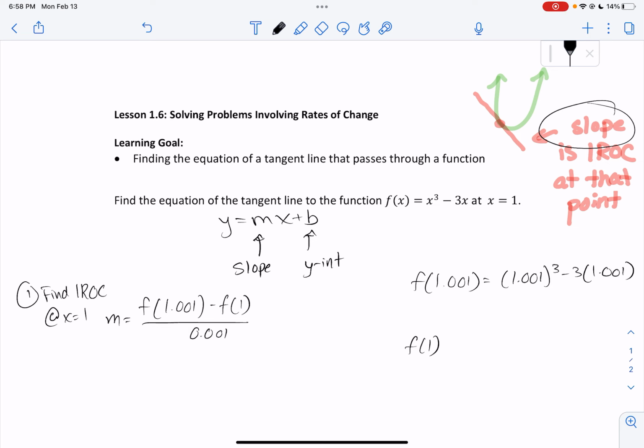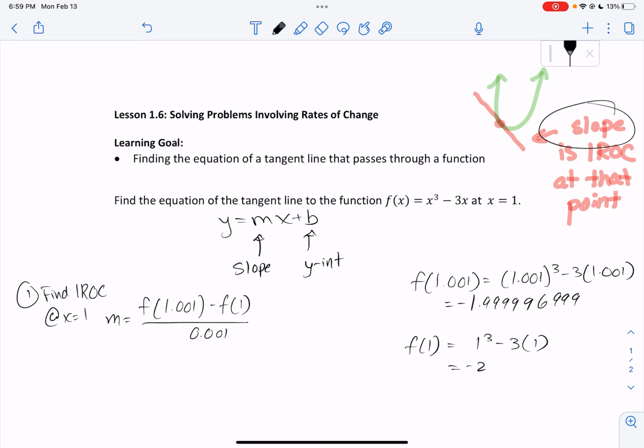When you do that, you should get negative 1.99996999. I'm using an iPhone calculator right now, so this might be a little bit more than your phone calculator gives you. It's all good. Just try to keep all the decimal places you're given. And f at 1 would be 1 cubed minus 3 times 1, which is just negative 2. Again, we're anticipating these two should be very close, from our work on rates of change.